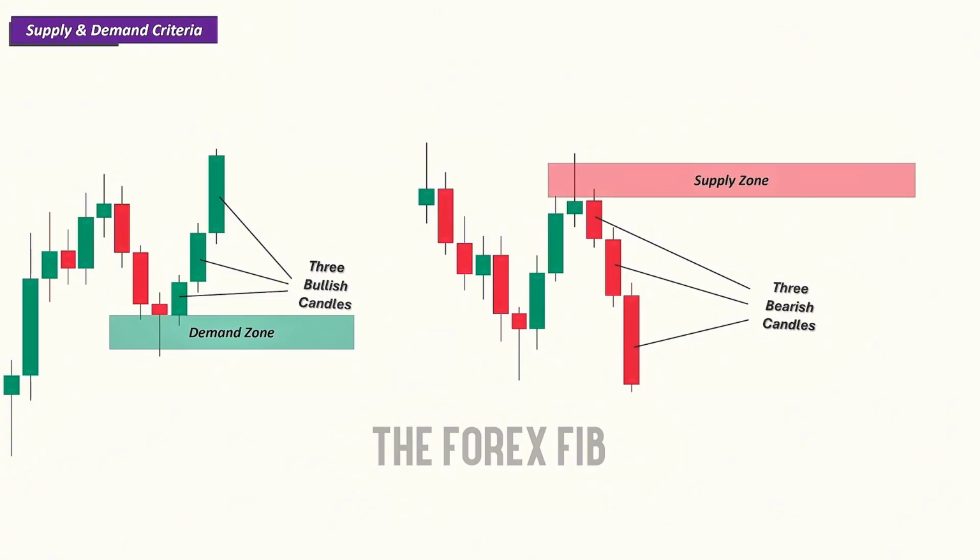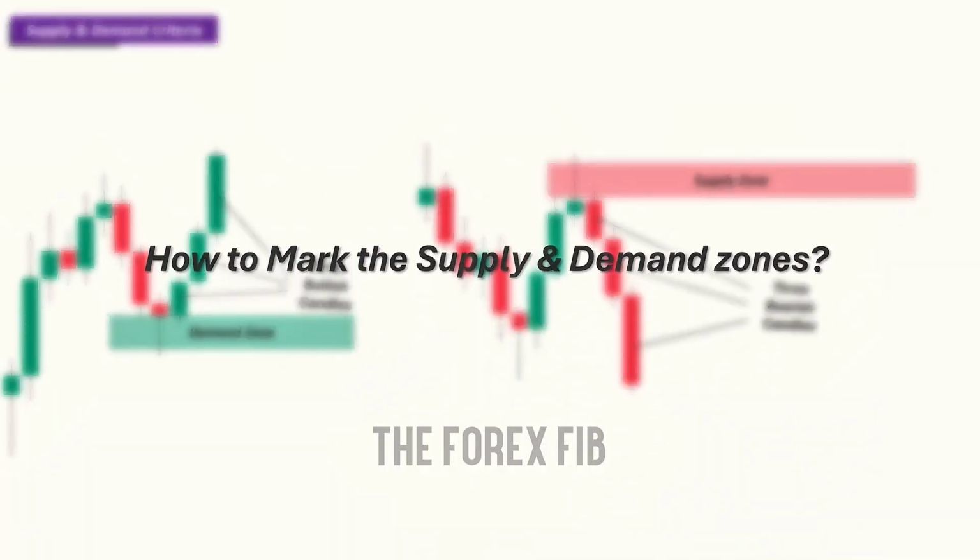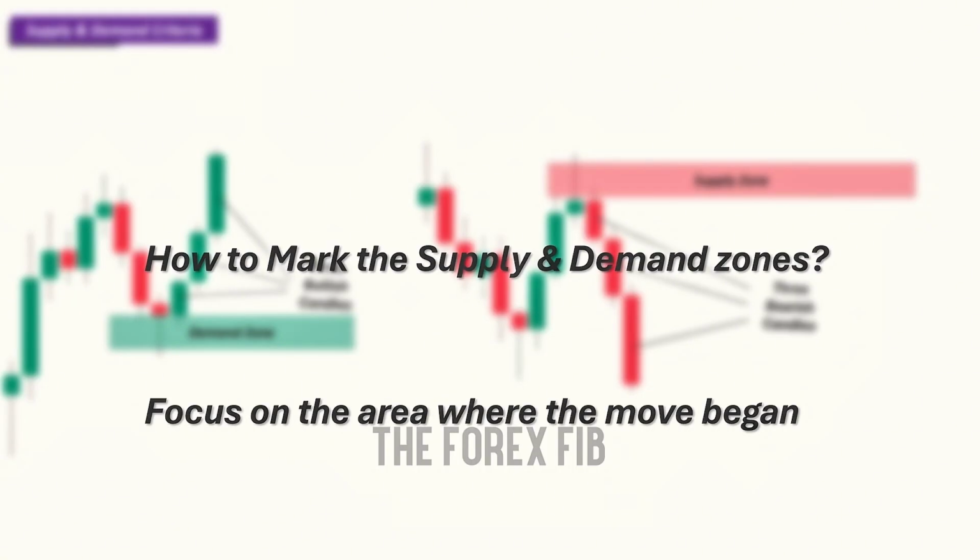The reason is that we want to identify an area where traders previously showed interest, rather than just small moves in the market. Now, how do we correctly mark the supply and demand zone range on the chart? While traders use different methods to mark these zones, the most important rule is to focus on the area where the move began. Marking the start of the move largely depends on the candle's formation.